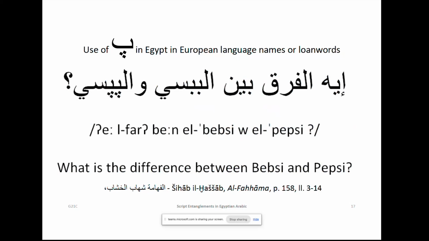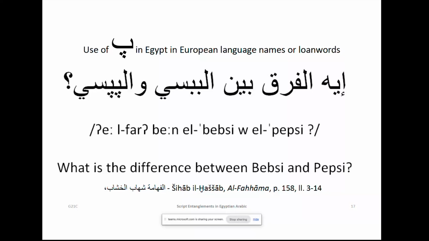Shihab el-Khashab begins his chapter with the question, "إيه الفرق بين البيبسي والبيبسي؟" What is the difference between Pepsi and Pepsi? Playing on the popular pronunciation of the cola brand name in the Arab world, which thus serves as a marker of social class. His use of ba with three dots allows him to represent in writing this example of social distinction based on speech patterns and implies that his readers will be able to assign this graph a value distinguishing it from ba one dot.